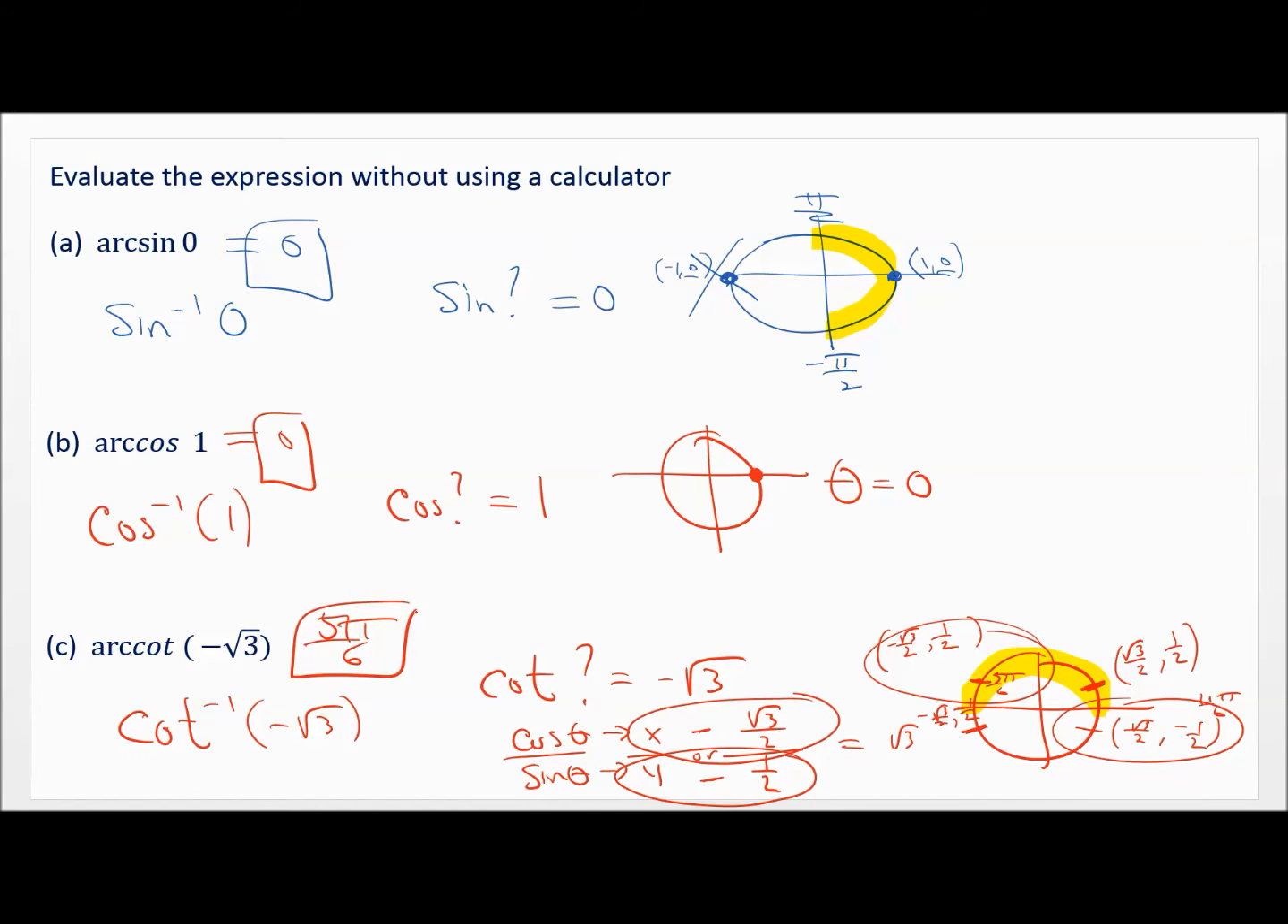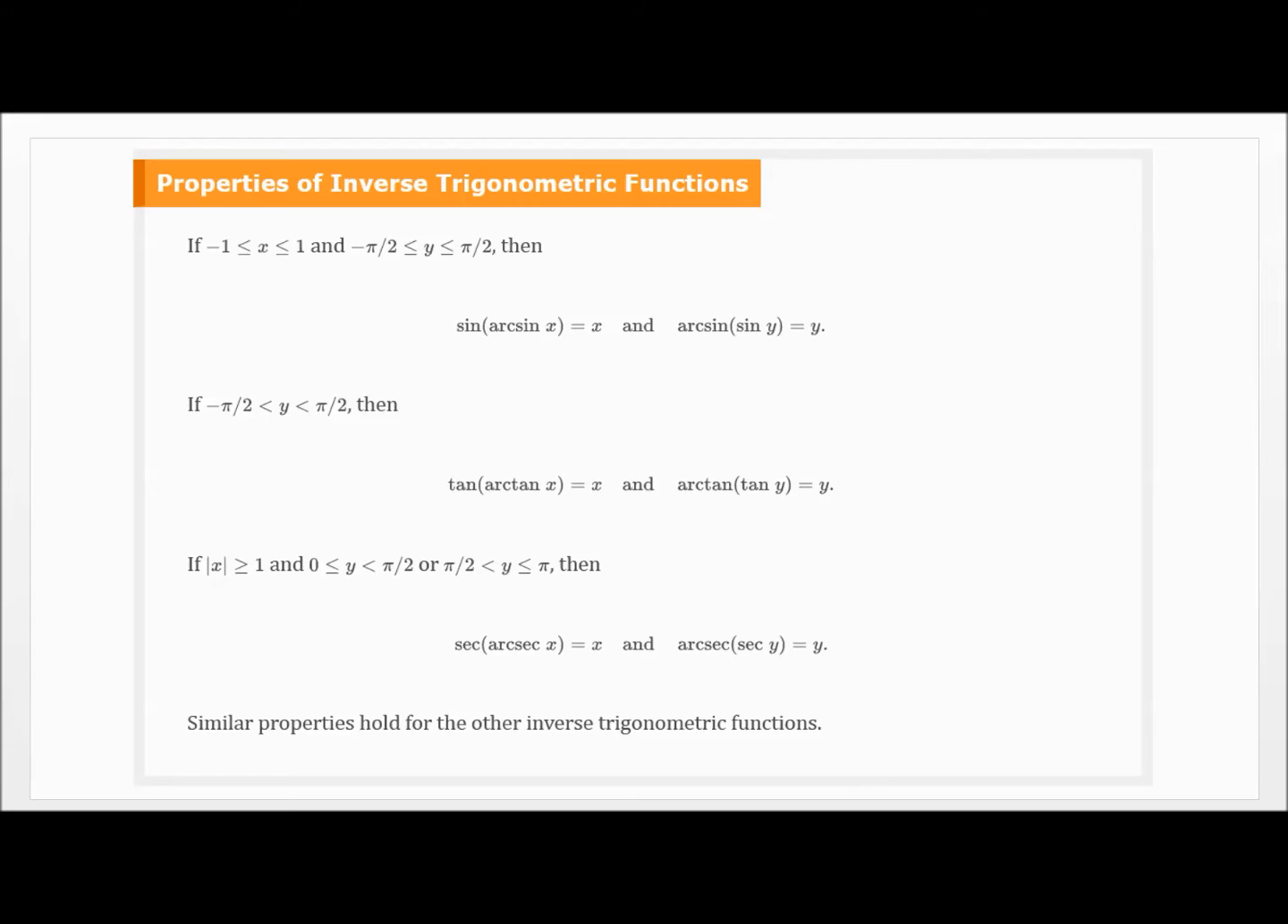So that's how you just evaluate. All you're doing there is evaluating inverse trig functions. Now here's some more properties of inverse trigonometric functions that you need to know. This is also covered in my trigonometry videos on inverse trig functions. But notice the sine and the arc sine here. We can say that those will cancel out as long as your x value is between -1 and 1 and your y value is between negative pi over 2 and pi over 2. So once again, those cancel out as long as that's the case.